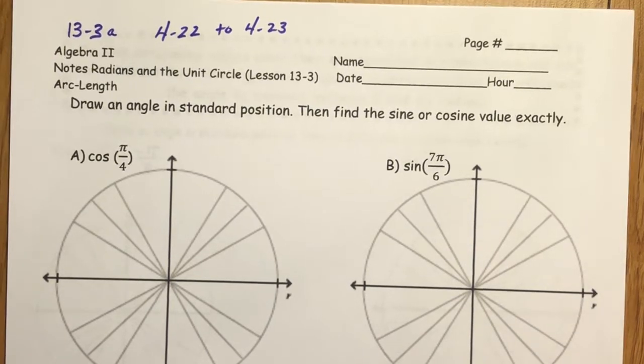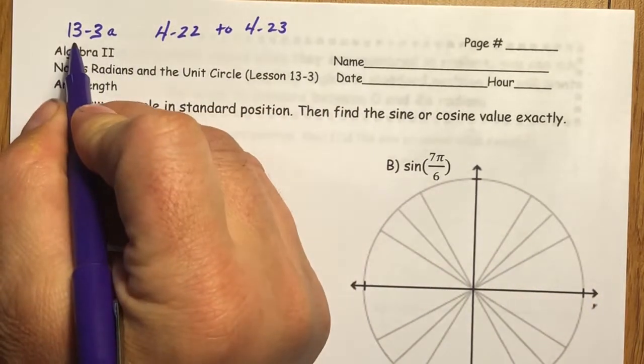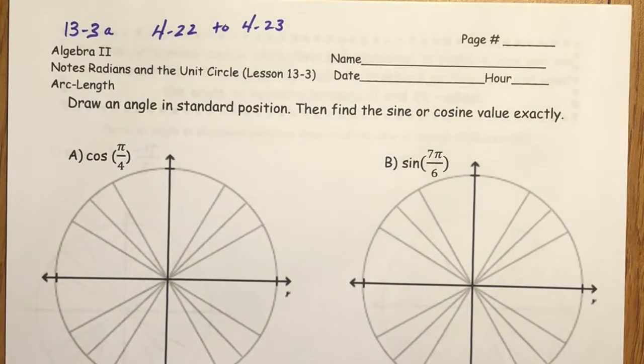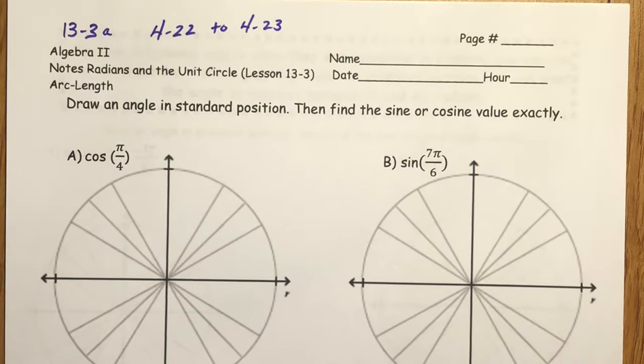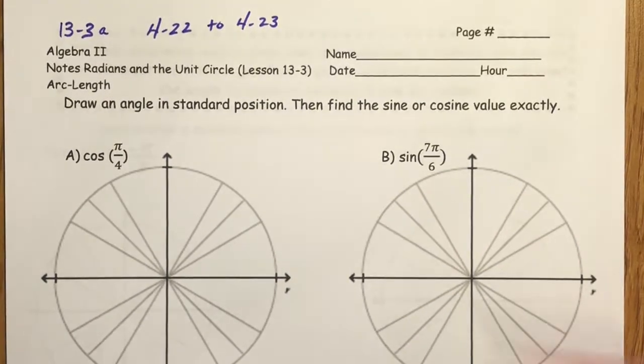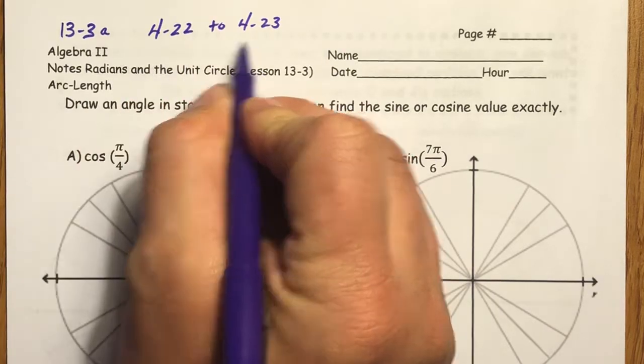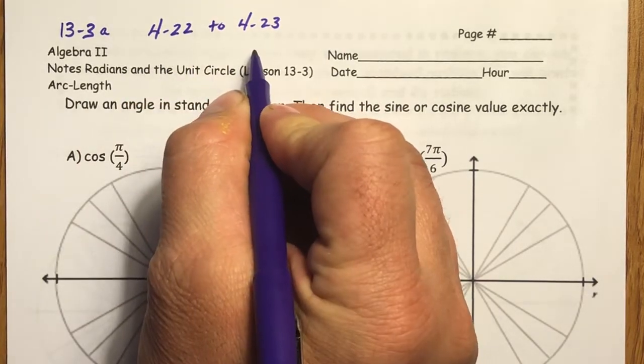Hey guys, we have notes here for 13-3A. It's the second part of 13-3 dealing with radian measure. These are the notes, and this is going to be the homework for Wednesday and Thursday, 422 to 423, okay?